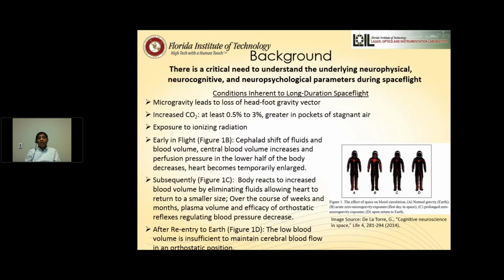So what happens in microgravity, as I already mentioned, is that you have an increased CO2 level, and so there is a change in your blood flow, in your fluid flow in your body. If you could see the figure on the right, that shows you what happens to your blood flow in your body. There's an increased fluid flow towards the top of your body, and that means your body has to react to this. You have an enlarged heart because of that.